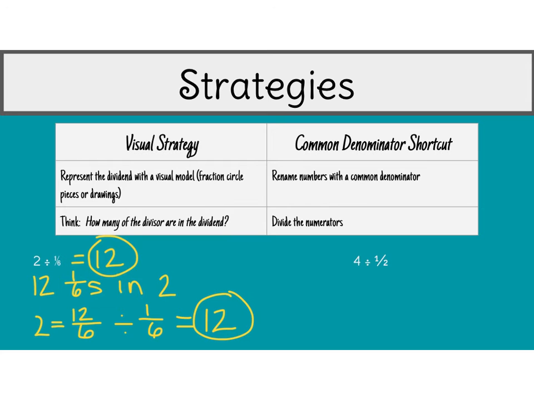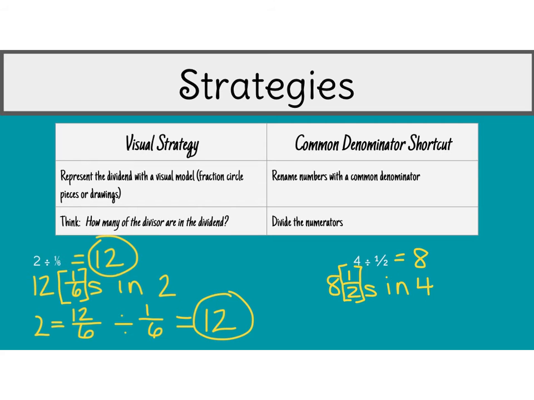So now let's take a look at our second example. We have 4 divided by 1/2. With our visual strategy, we're going to think that there are 8 1/2s in 4. So 4 divided by 1/2 is going to be 8. We'll put a little bracket here so you don't think that's 8.5. And I should have done that over here as well.